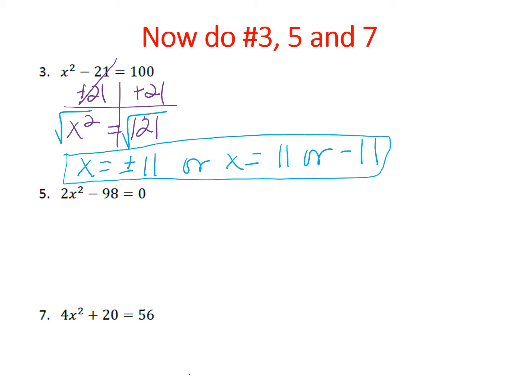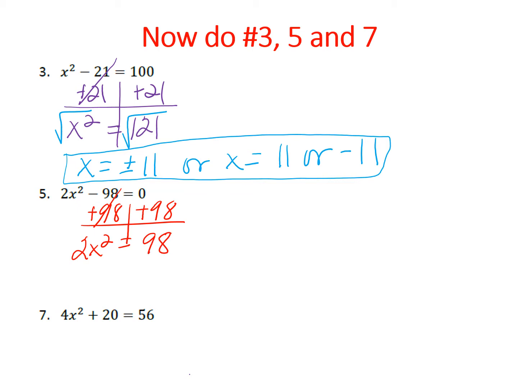All right, question 5. What's happening to x? Well, it's being squared, then we're multiplying by 2, and then we're subtracting 98. So the last thing we said is subtract 98, so the opposite of that would be to add 98 to both sides. So I'm left with 2x squared equals 98.